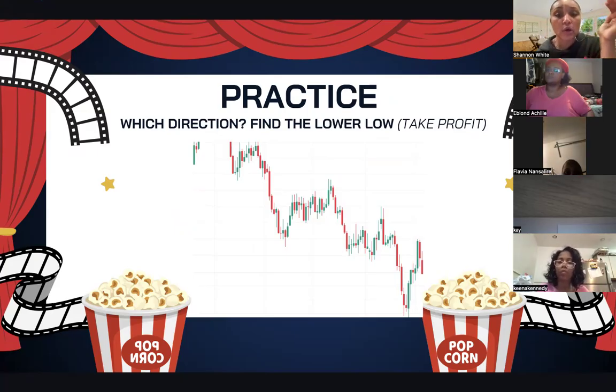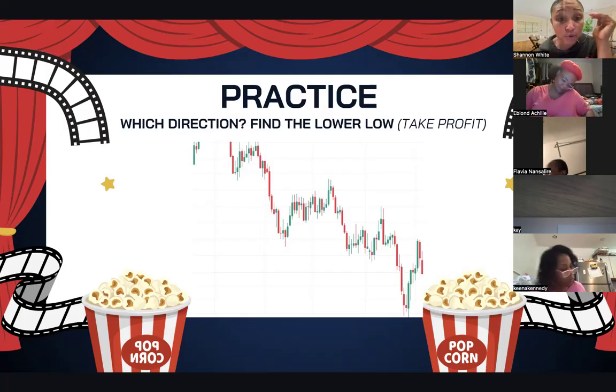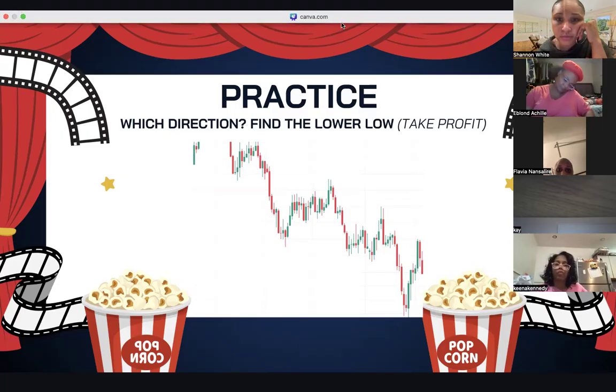When you find the lower low or the higher high, that is your take profit. You're going to type it in your MetaTrader 5. We're going to do that in a minute, just seeing what it looks like. That's how you tell your broker, hey, when it hits this price, so what's going to happen? I'm going to show it to you if I can annotate.